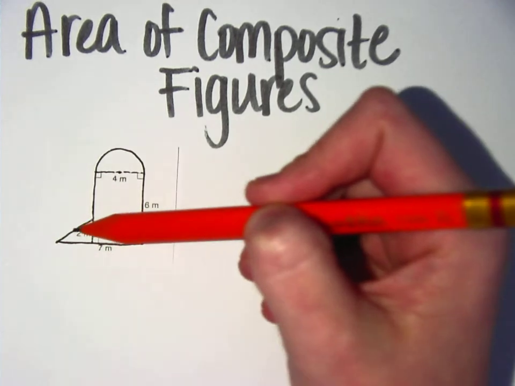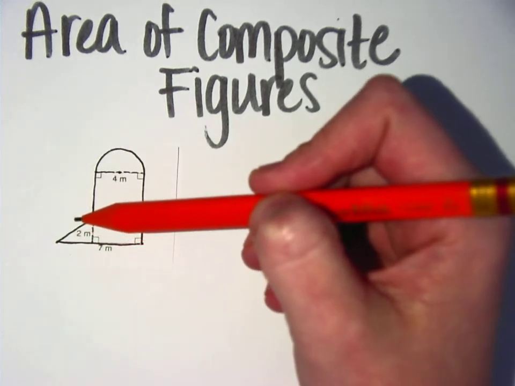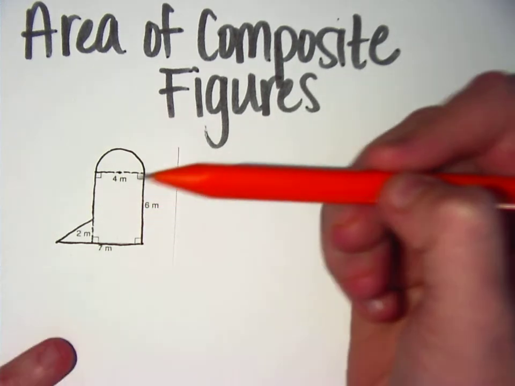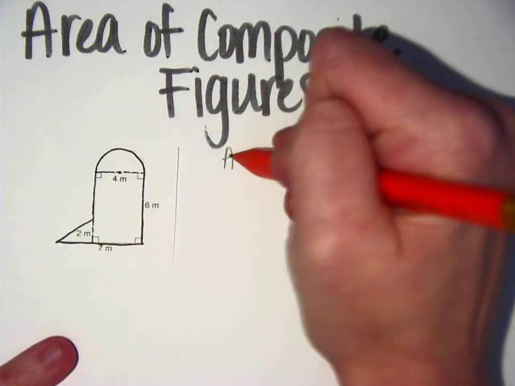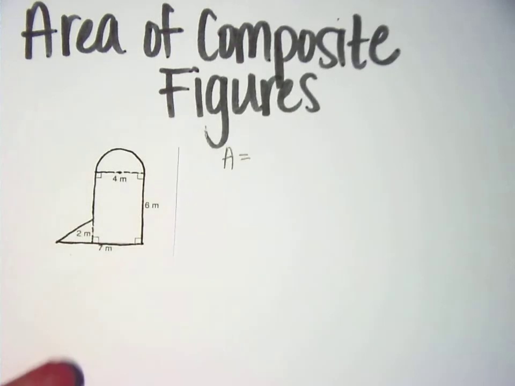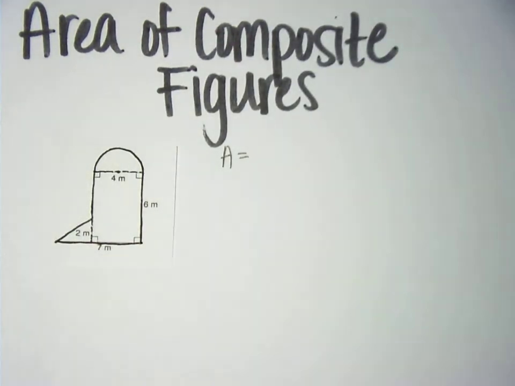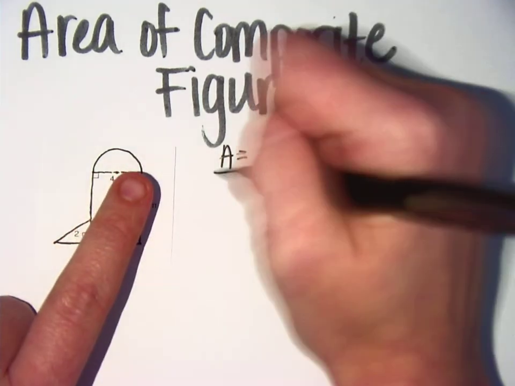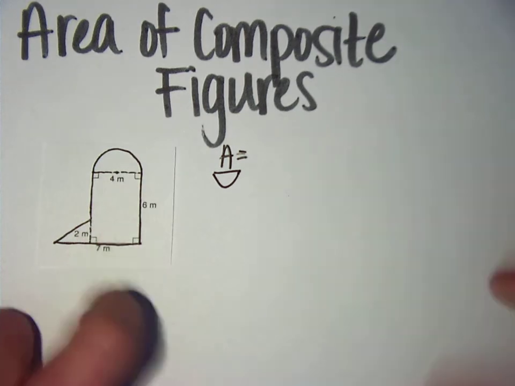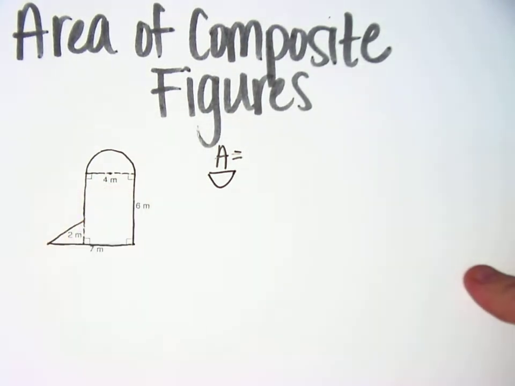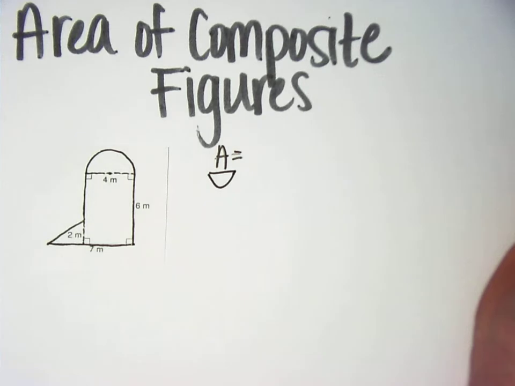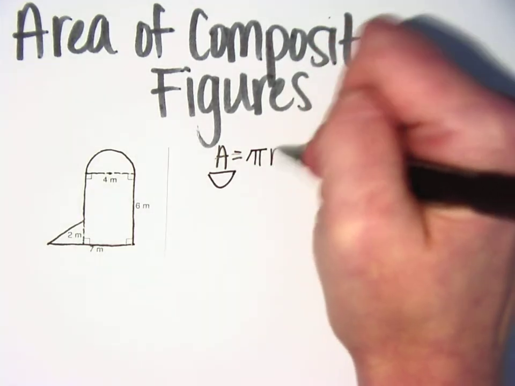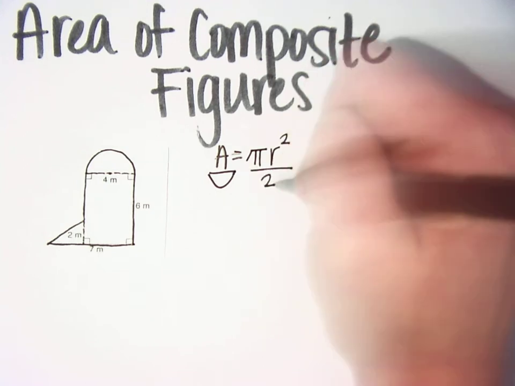Once you've identified your different shapes, you need to start finding the area, and we're going to take it one shape at a time. The first thing we're going to find is the area of a semicircle, which is this right here, and I'm going to draw a little semicircle underneath it so we know where we're at. I look at my notes or reference sheet, and I see that the formula is A equals pi r squared divided by 2.